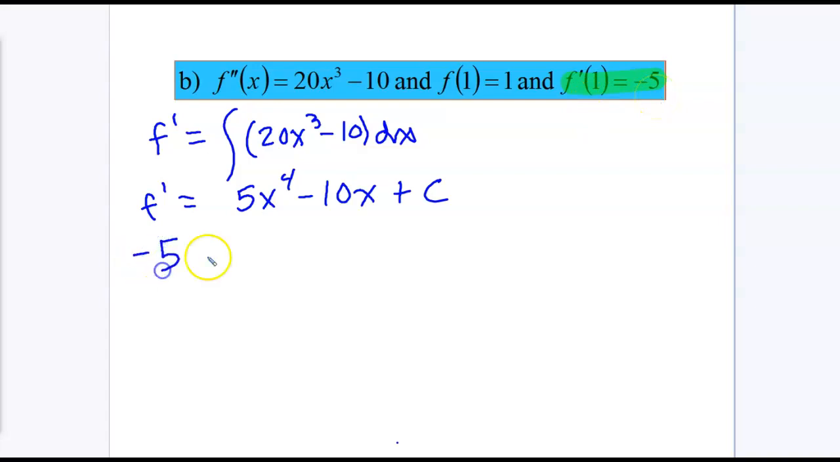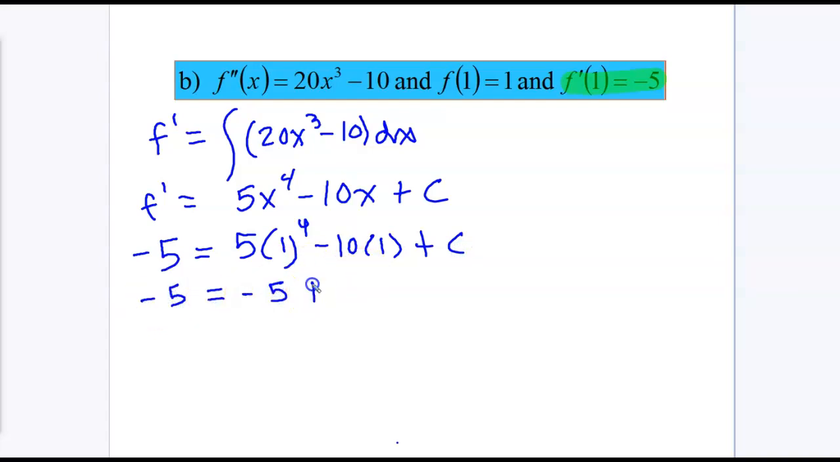So I'll put a -5 into this side. 5 times 1 to the 4th minus 10 times 1 plus a constant. So this ends up being -5 equals -5 plus a constant. If I add it over, my constant is 0. So f prime is going to be 5x to the 4th minus 10x. I don't need to put plus 0 because it's a 0. So now to find f, that's going to be the integral of f prime.